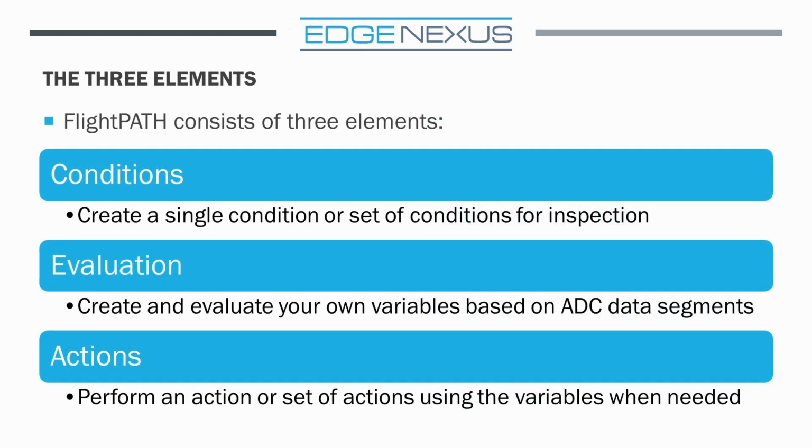There are three main elements to flightPATH. The first is conditions, where you define the conditions that you wish to create to check and examine the HTTP traffic. The next is evaluations, where you can create your own variables using constants or data extracted from sources, including the request or response. The variables can then be used within actions. Finally, we come to action. The actions element is the culmination of the flightPATH rule and is where you specify what you wish to do.